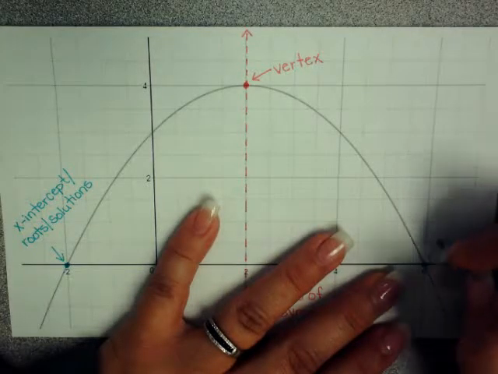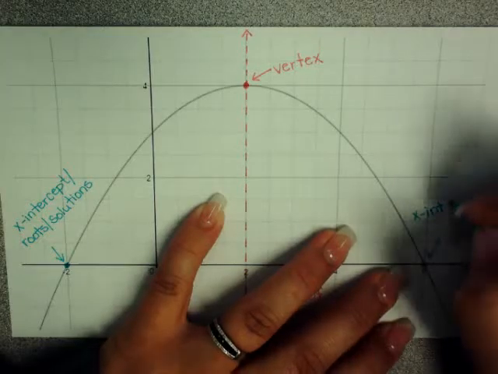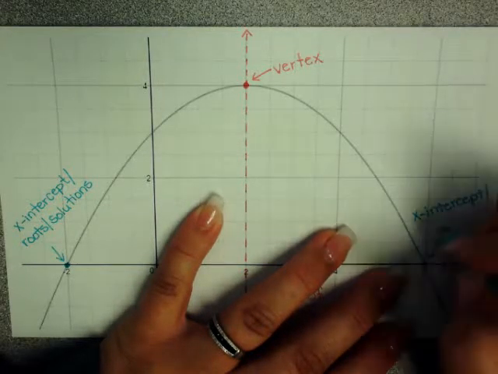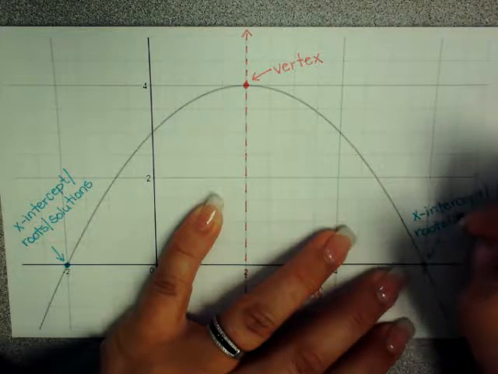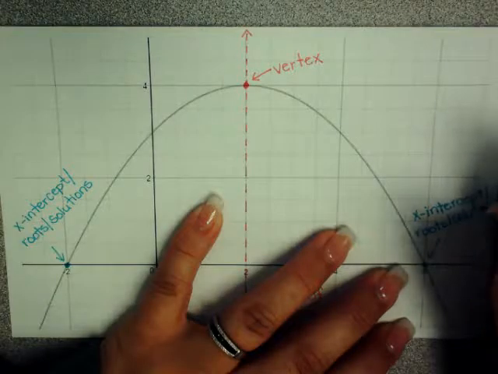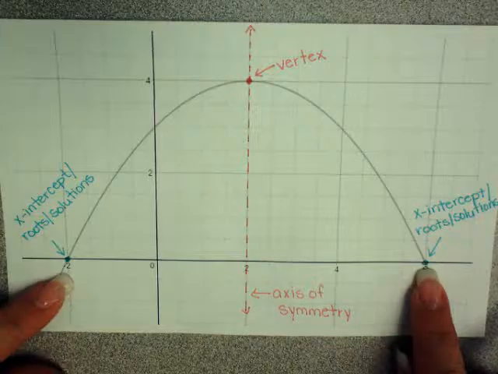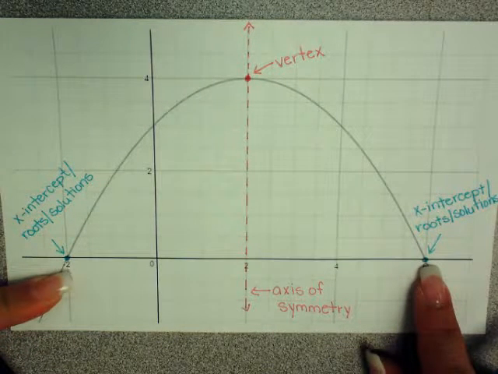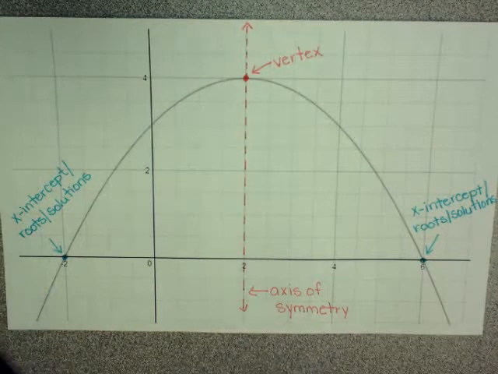Also over here, x-intercept, roots, solutions. So for this one, we do have two x-intercepts. Sometimes we have two, sometimes we have none. We might have one on rare occasions.